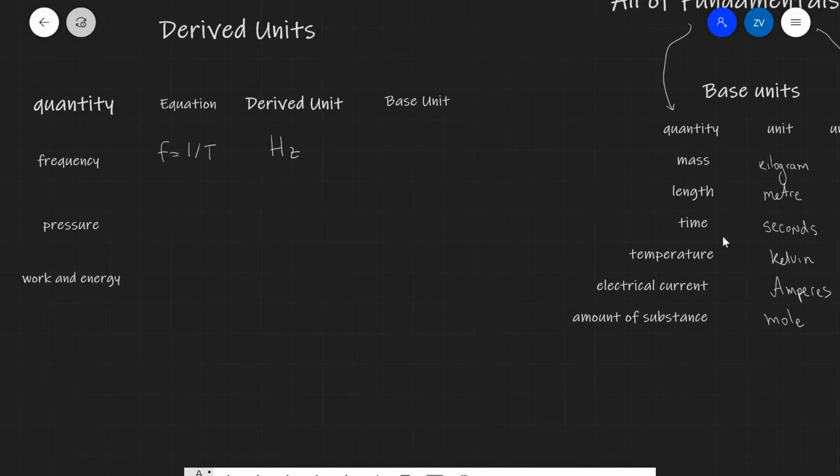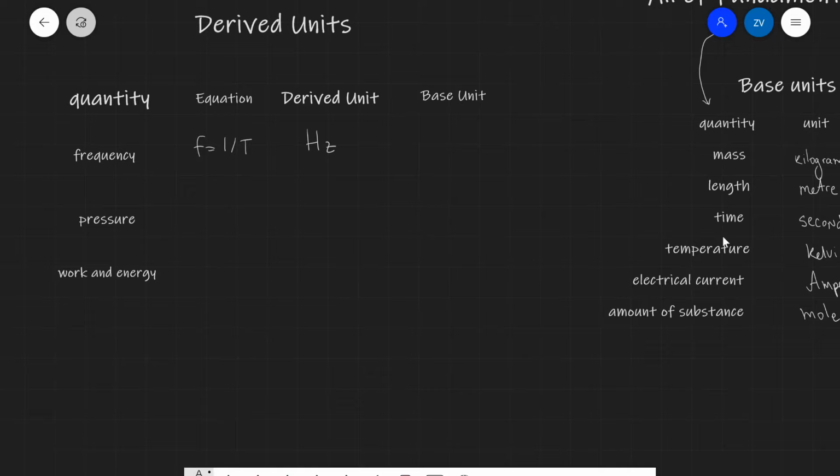The base unit for frequency is actually determined from the equation. Because frequency is 1 over time, the base unit for this quantity will actually be 1 over seconds. Now in physics, we tend to write this as seconds to the power of minus 1, because in maths, any quantity raised to the power of minus 1 is equal to 1 over that quantity. Let's have a look at another example.